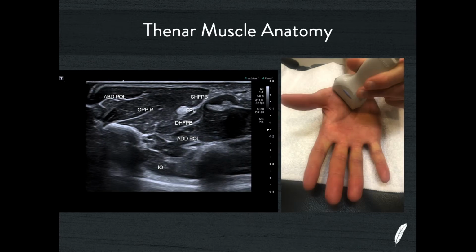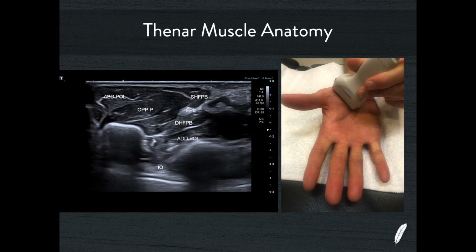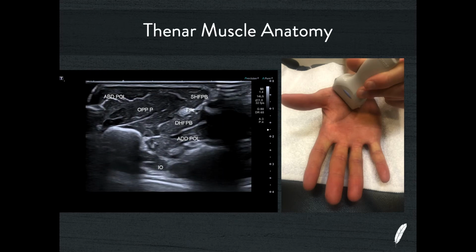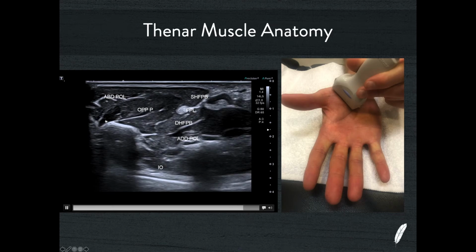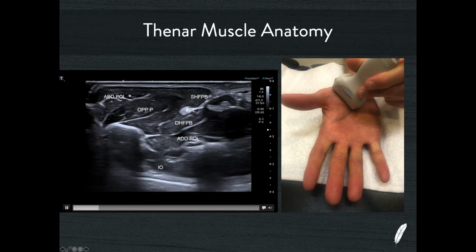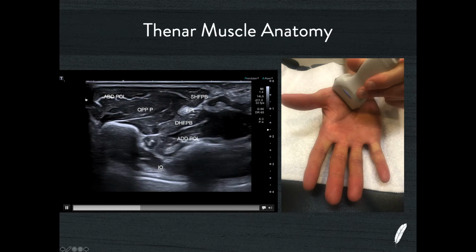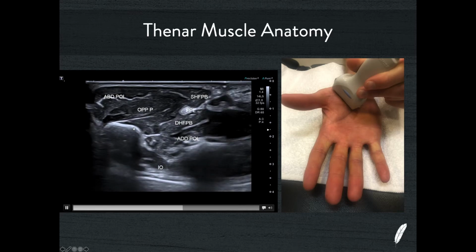Another concept that I'm going to introduce to you is assessment of the thenar muscles. These are the muscles at the base of the thumb, and there are many of them. This is the abductor pollicis muscle. This is on the most radial side. This is the first metacarpal bone here.